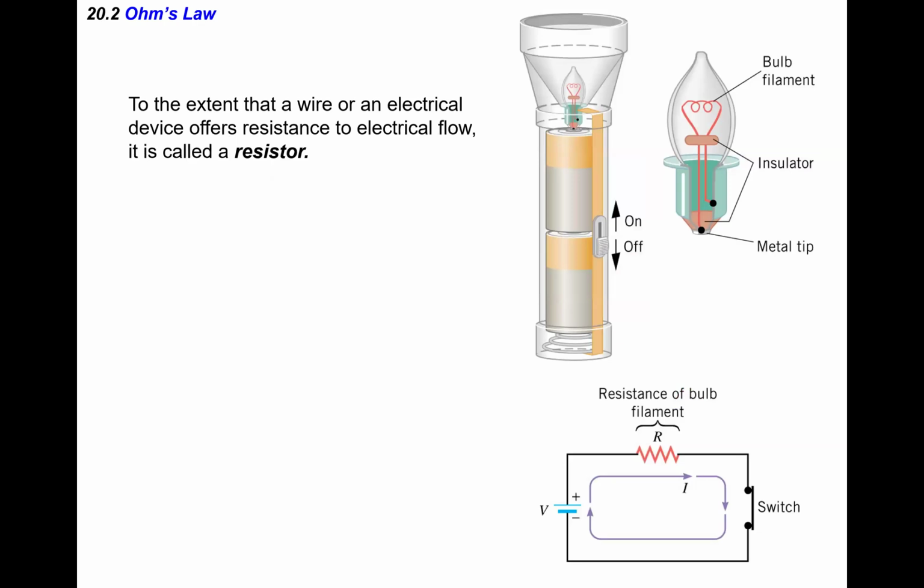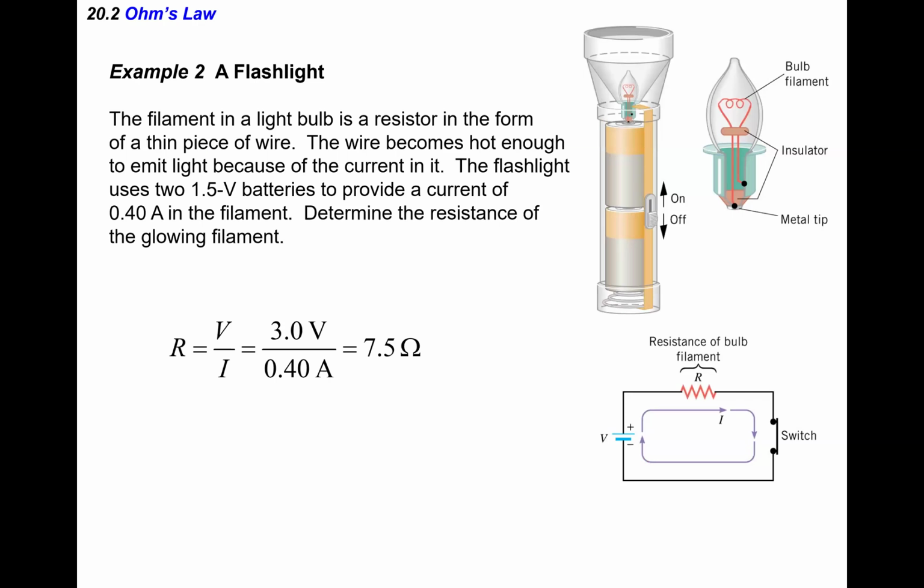Okay. And also we have a resistor here. To the extent that a wire or an electric device offers resistance to electric flow is what we call a resistor. Okay. So a resistor is connected into a circuit, and when we build a circuit, we can have current run through the circuit. So here we also have a very short example. The filament of a light bulb is a resistor in the form of a thin piece of wire. You can see here the wire becomes hot enough to emit light because of the current in it.